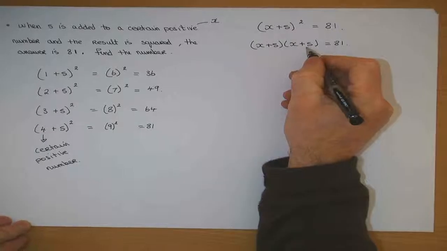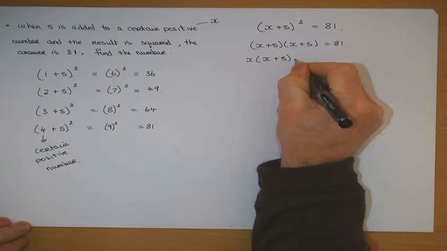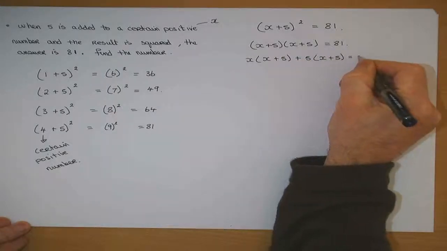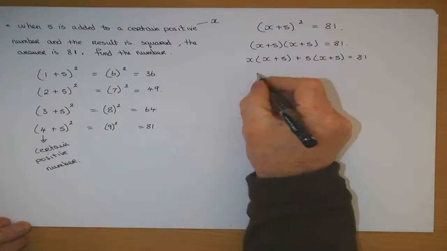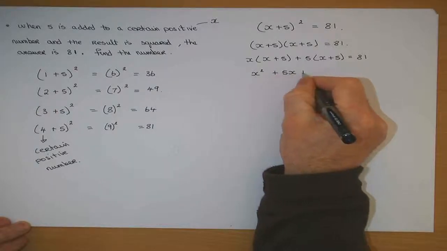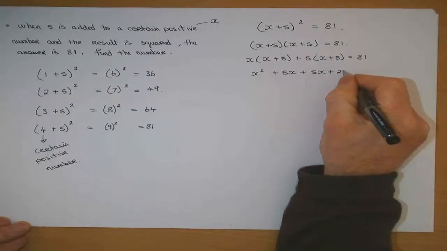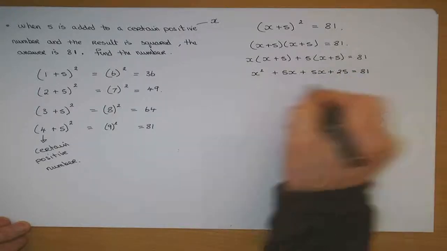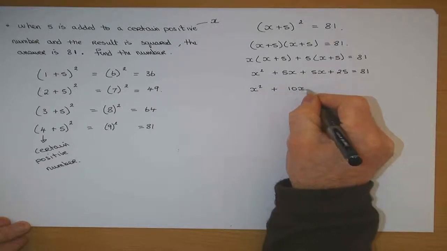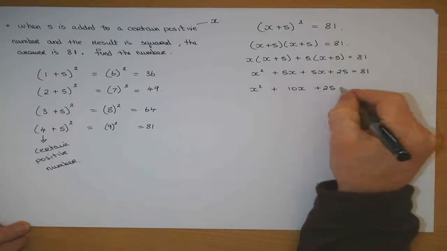How do you multiply out x plus 5 by x plus 5? X by x plus 5 and 5 by x plus 5. X by x and x by 5 and 5 by x and 5 by 5 is equal to, that's x squared, 5x and 5x, 10x, and 25. I must get 81 and bring it over. What will it become?